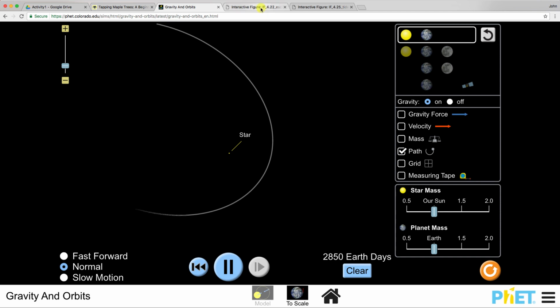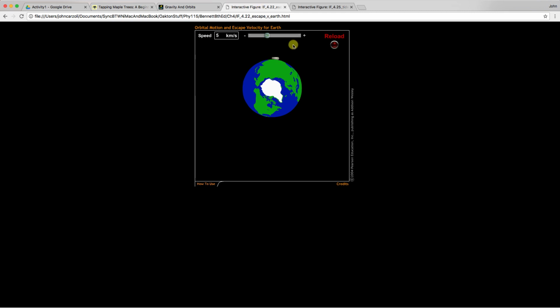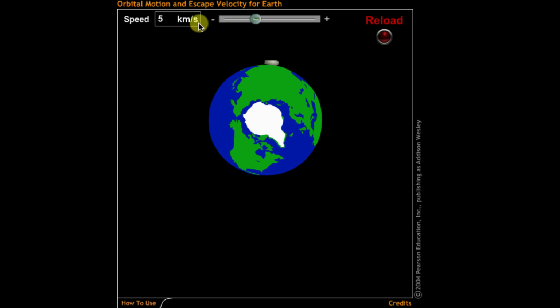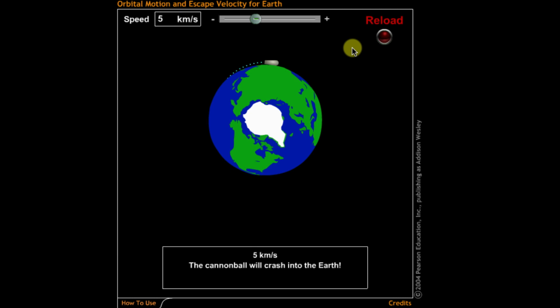Then your book has some interactive figures, and some of these are from the older edition. They're changing some of the interactive figures and putting them in some of the simulations, or the tutorials that you might have seen. But this one is similar to what we've looked at before. This is where you have a cannon that you're just going to fire, and you're going to launch the cannonball at various speeds. And so we can launch it at 5 kilometers per second. We'll load it, fire it, and the cannonball just lands in the ocean or something. So the cannonball crashes to the Earth.